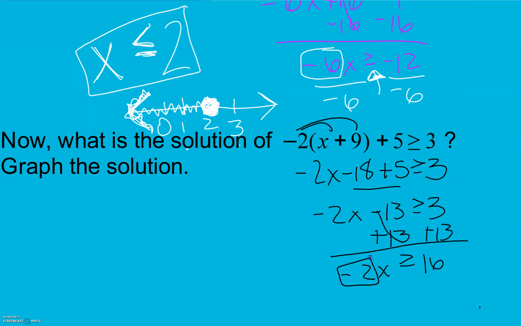Then, because I'm dividing by a negative, we have to flip our inequality. So it's going to be x is actually less than or equal to -8.